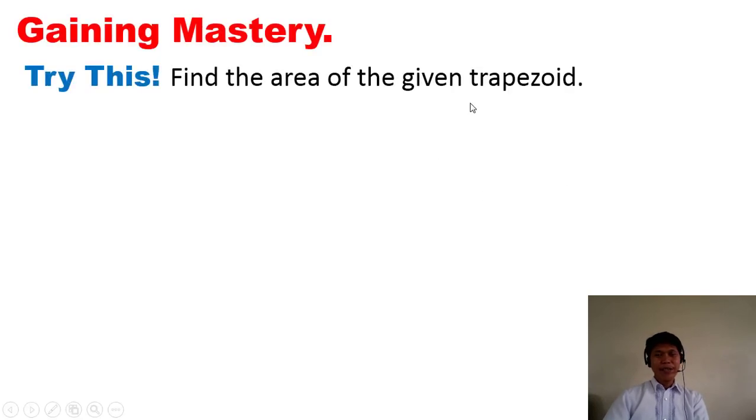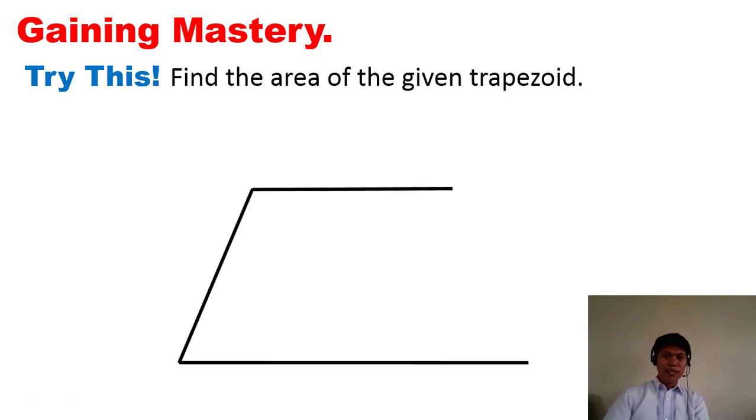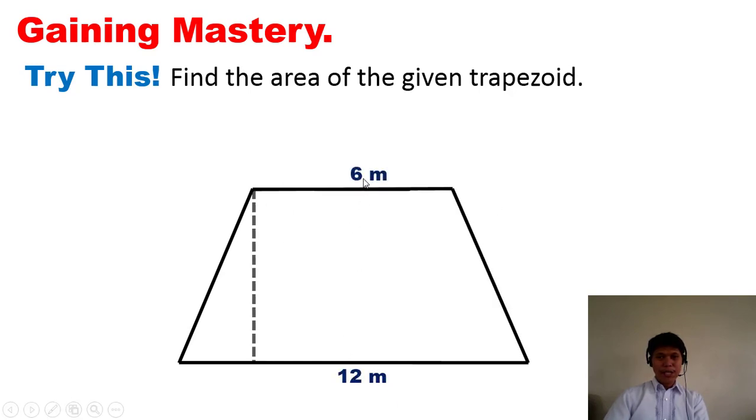This time it's your turn. Try to find the area of the given trapezoid. I will reveal the answer after a few seconds, or you can pause the video if you need more time. This is our trapezoid. So the base 1 is 12 meters, the base 2 is 6 meters, and the height is 9 meters. Go!